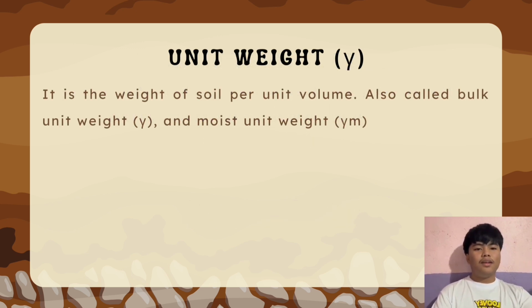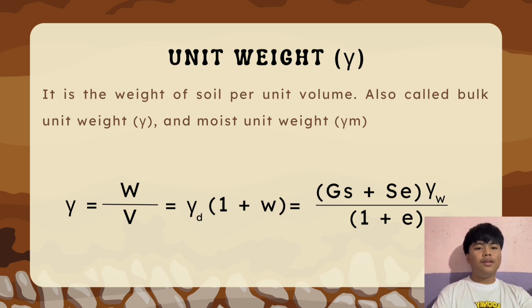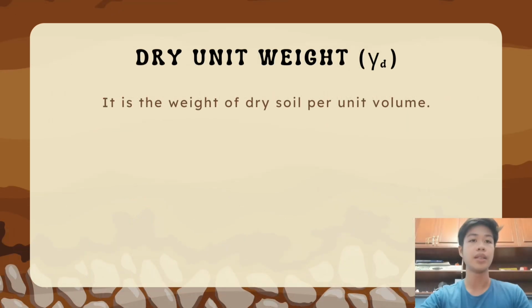Unit weight. It is the weight of soil per unit volume, also called bulk unit weight and moist unit weight. Dry mass density or dry density. It is defined as mass of dry soil per unit total volume of soil.